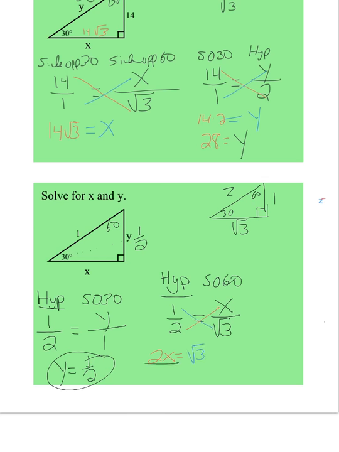To solve for x, I'm going to divide by 2 on both sides, and I get that x, or the side opposite 60, is equal to radical 3 over 2. And there I have both my unknowns in my 30, 60, 90 triangle.